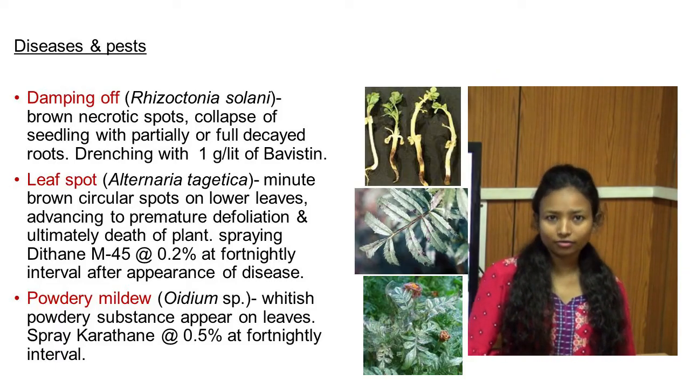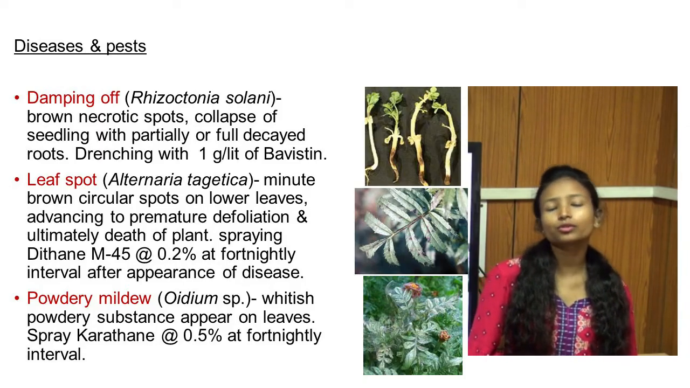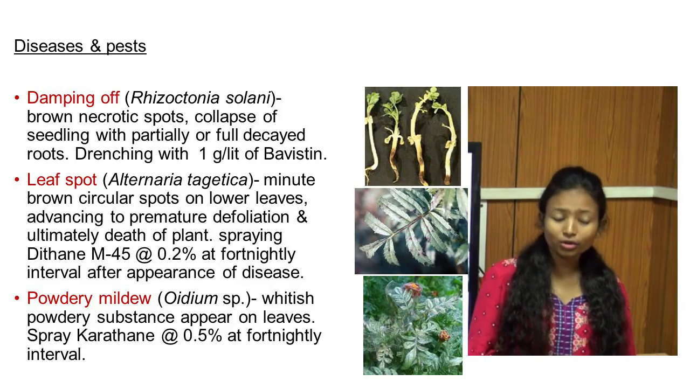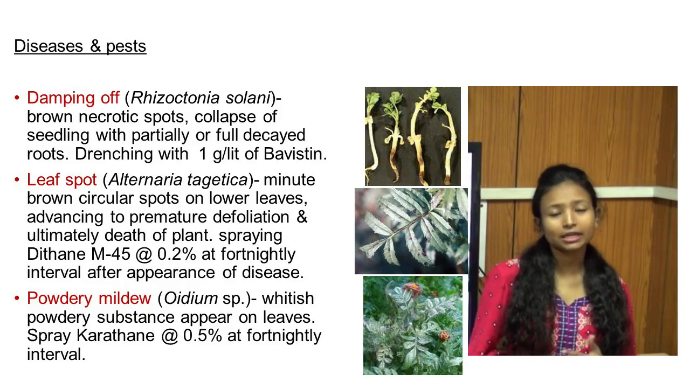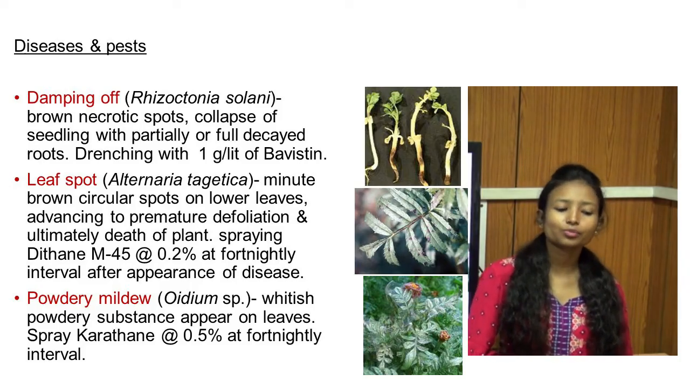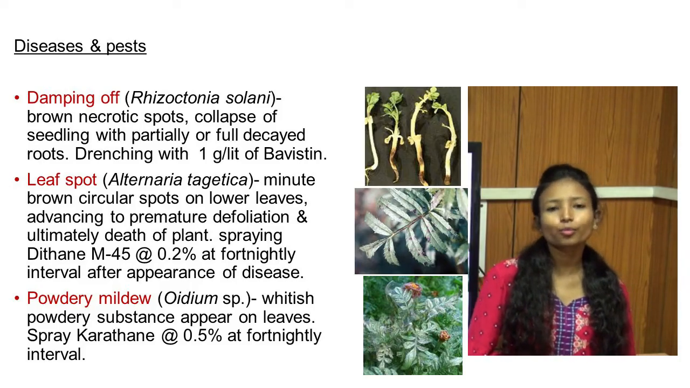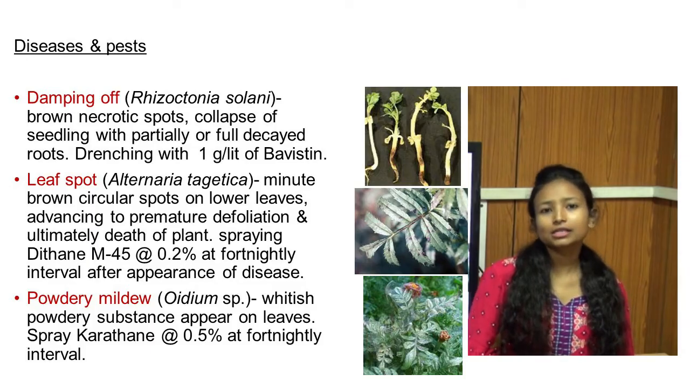Leaf spot is a foliar disease which is caused by Alternaria tagetica, and in this, minute brown colored circular spots appear on leaves, and when they advance, they lead to premature defoliation of the leaves. This disease can be controlled by spraying Dithane M-45 at the rate of 0.2% at 15 days interval after the appearance of the disease.